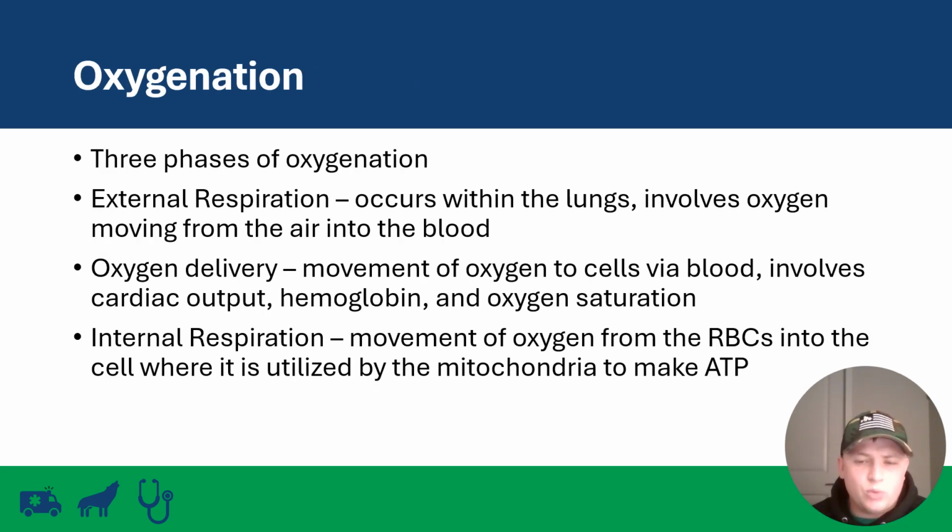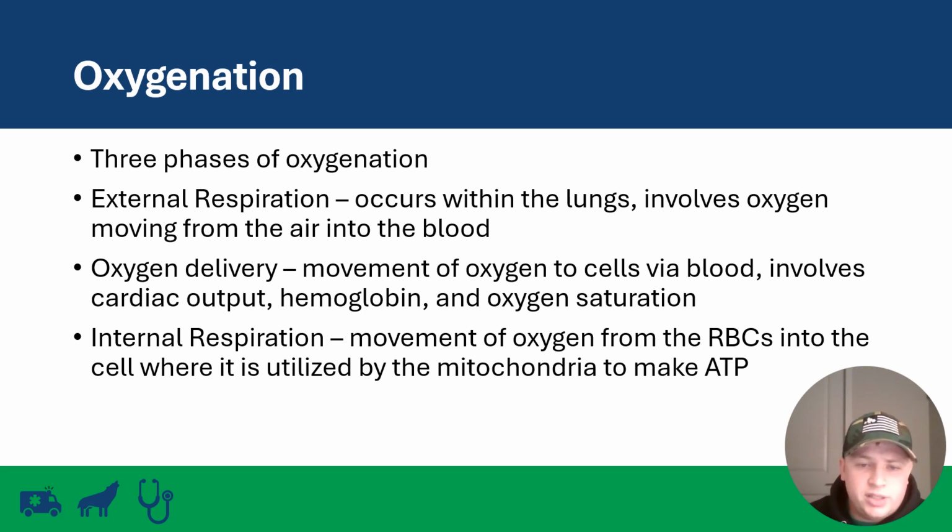So here's a little bit more depth about oxygenation, or the science of oxygenation. There's generally 3 phases, or we need 3 things to happen for oxygenation to occur. There's external respiration. Sometimes this is referred to as pulmonary respiration. It occurs in the lungs, and that is when the oxygen moves from the ambient air, the air that we inhaled, into our blood, when that oxygen diffuses into our blood.